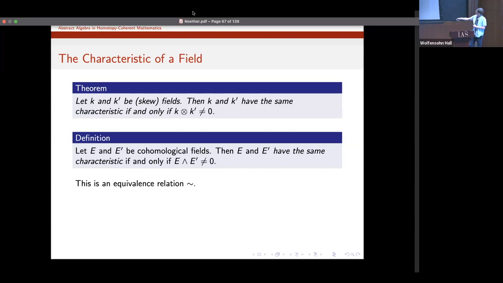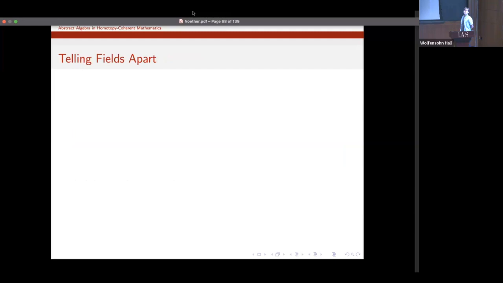And we could ask what the equivalence classes look like. So for example, that cohomological field KU mod P that I mentioned earlier, is it really of the same characteristic as one of these classical fields? And the answer is no. And I want to explain how you can see that the answer is no.